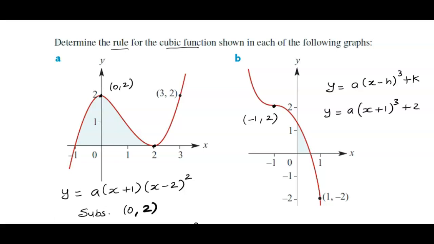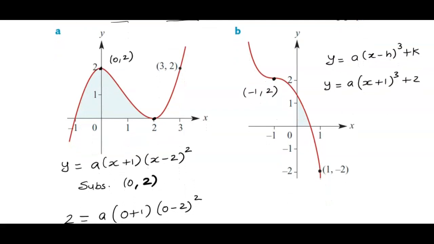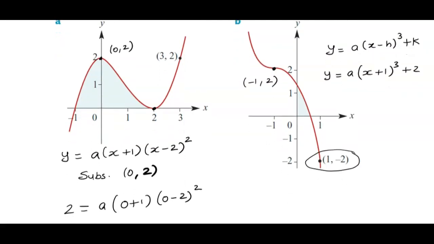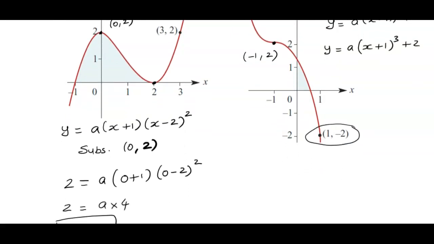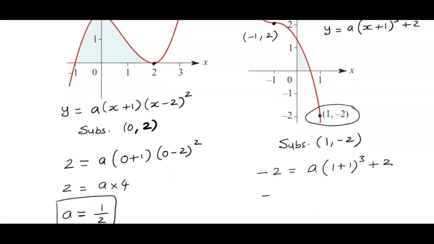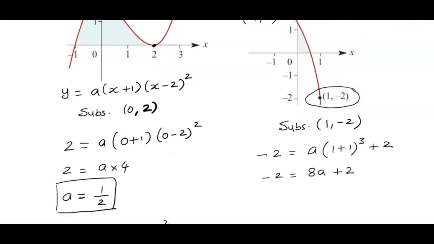So to solve the value for a, they've given us another piece of information in the graph. They're saying the graph passes through 1, minus 2. So I'm going to substitute that into the rule that I have. So substituting 1 and minus 2, I'm going to have minus 2 equals a times 1 plus 1 to the power of 3 plus 2. Which gives me minus 2 equals a times 8, so 8a plus 2.